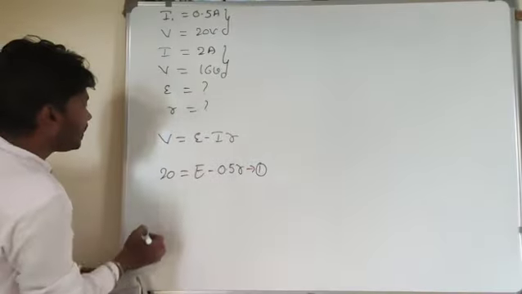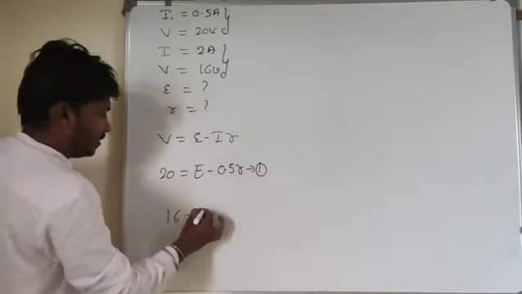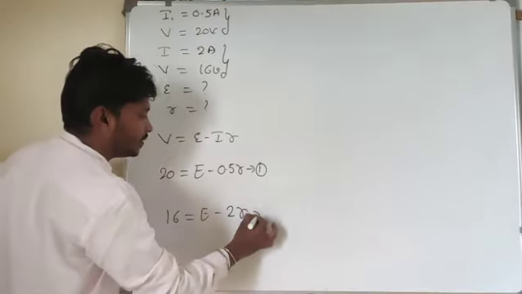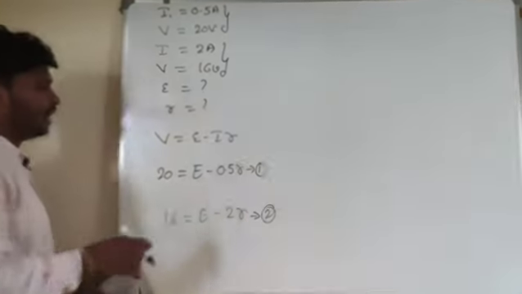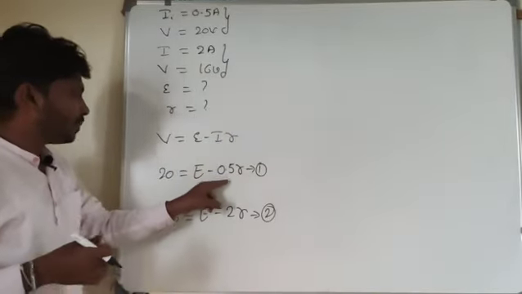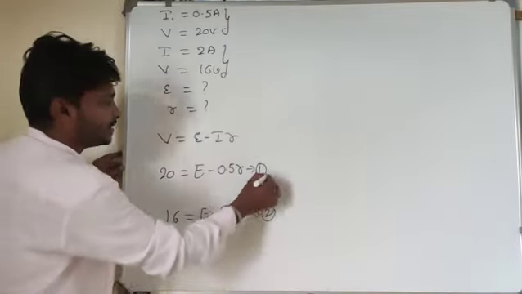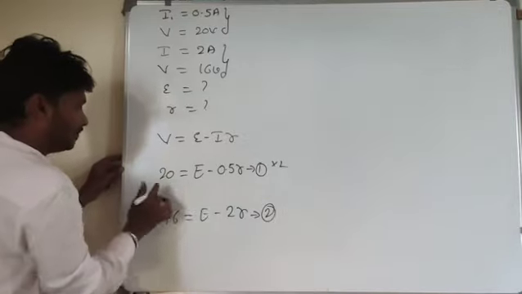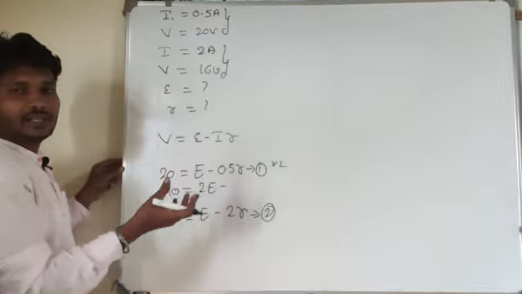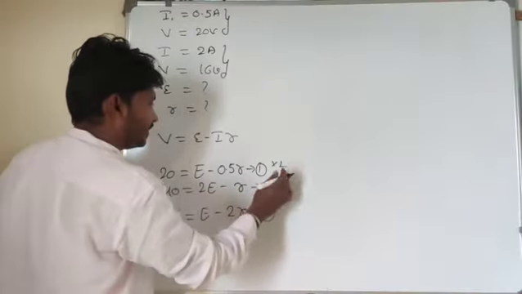In the second case, same thing, V value is 16 here. EMF value is to be found out. How much current is flowing here? 2 ampere of current is flowing. So now I have to solve these two equations. In order to solve this, here 0.5 R is there and here 2 R is there, so it is impractical. So I will simplify this equation. If I multiply it by 2, it becomes 40 equals 2E minus, and 0.5 is 1 by 2, so 2 into 1 by 2 is R. So this is equation 1.